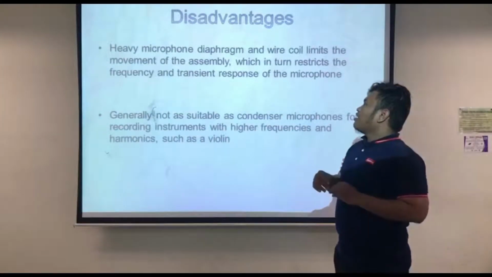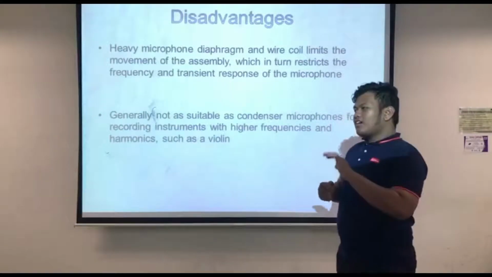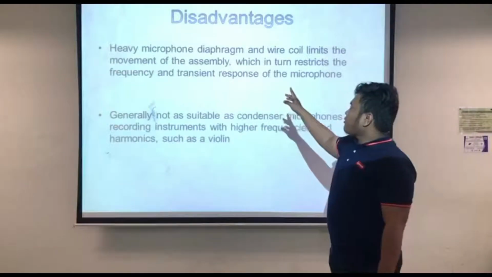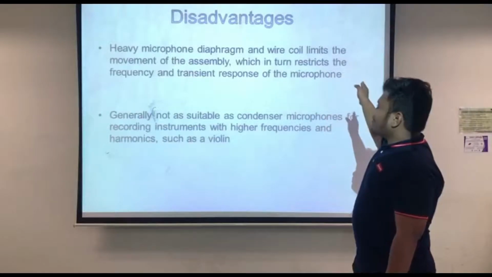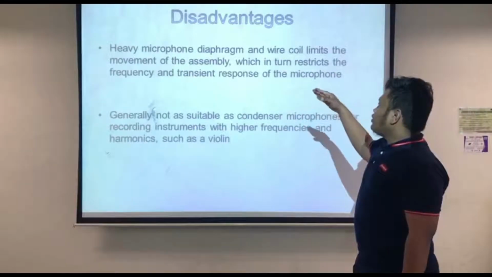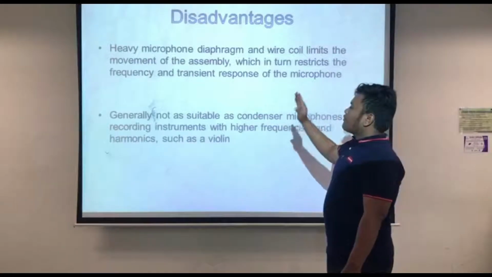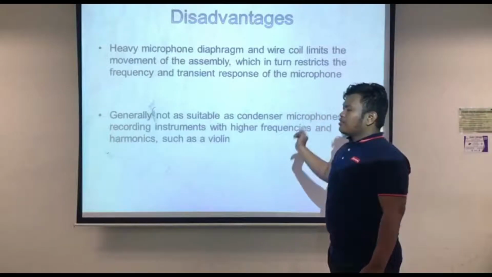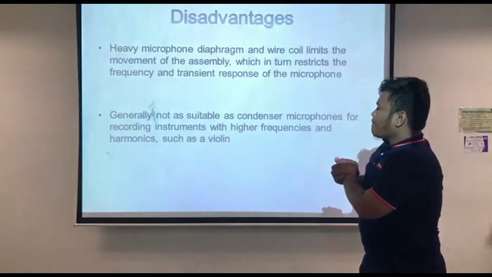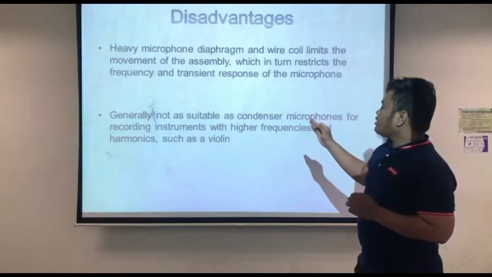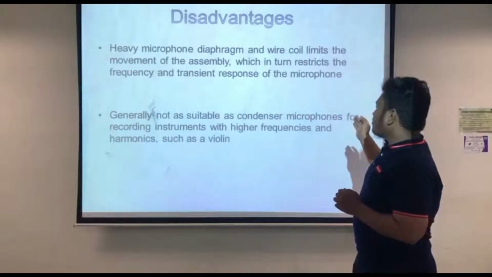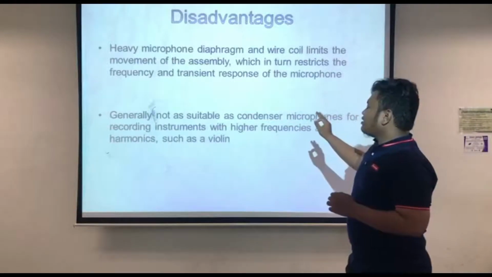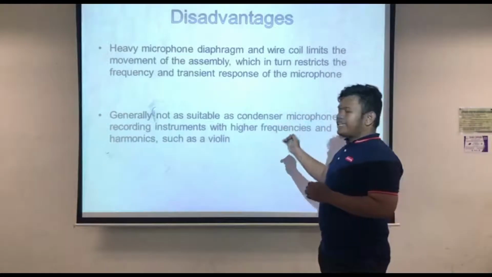And then the disadvantage of the dynamic microphone is the heavy microphone diaphragm and the wire coil limit the movement of the assembly, which in turn restricts the frequency and transient response of the microphone. Generally, it's not as suitable as a condenser microphone for recording an instrument with higher frequency and harmonics, such as a violin.